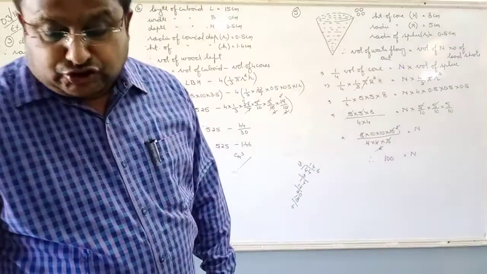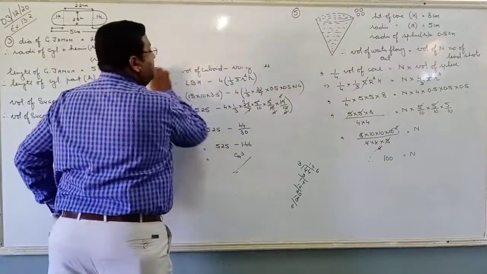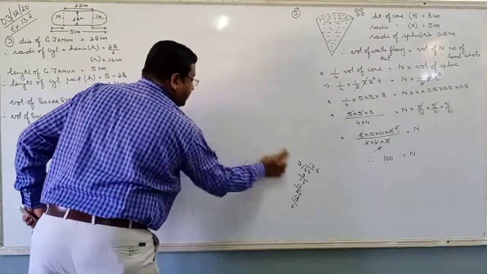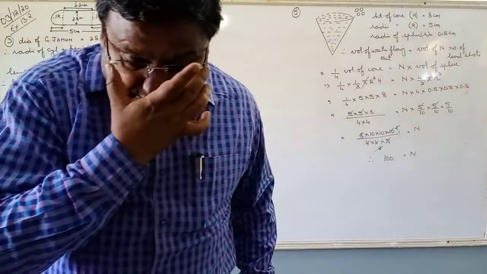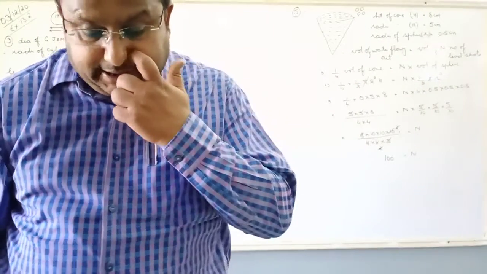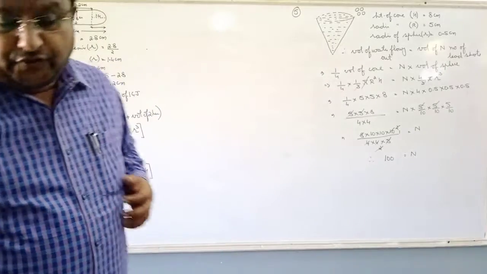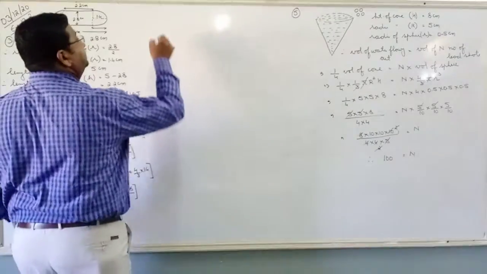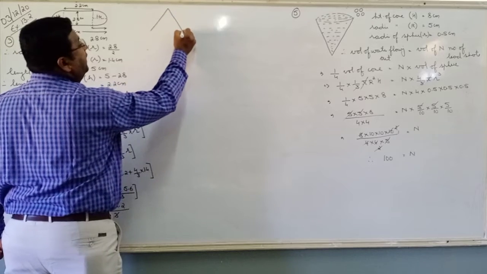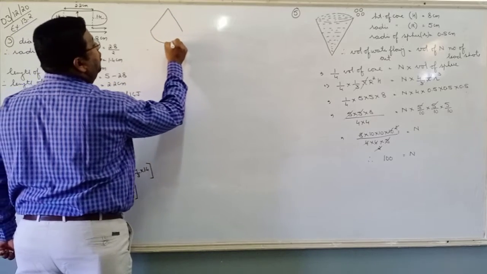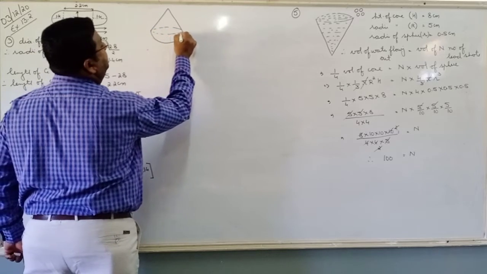Question number 7. A solid consisting of a right circular cone of height something and everything is given to you over there. What does he say? A solid consisting of a right circular cone of height 120 centimeter and radius 60 centimeter is standing on a hemisphere of radius 60 centimeter. A cone of height and radius is standing on a hemisphere. This is a cone standing on a hemisphere.